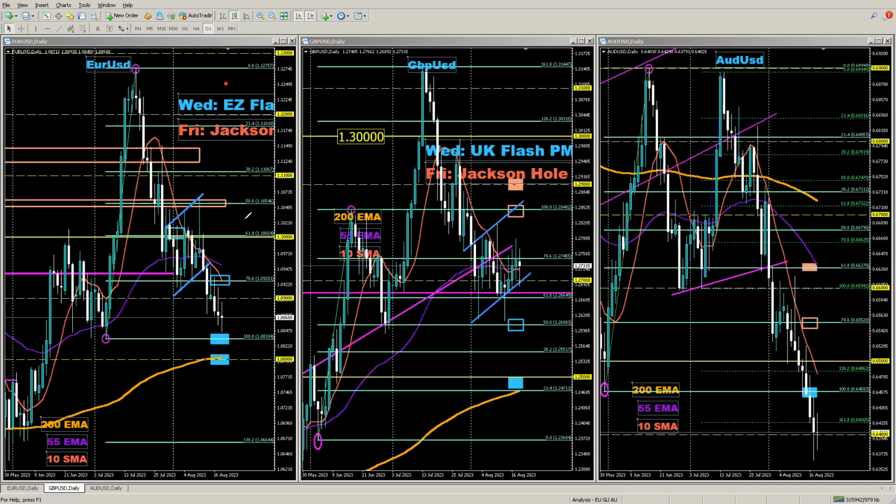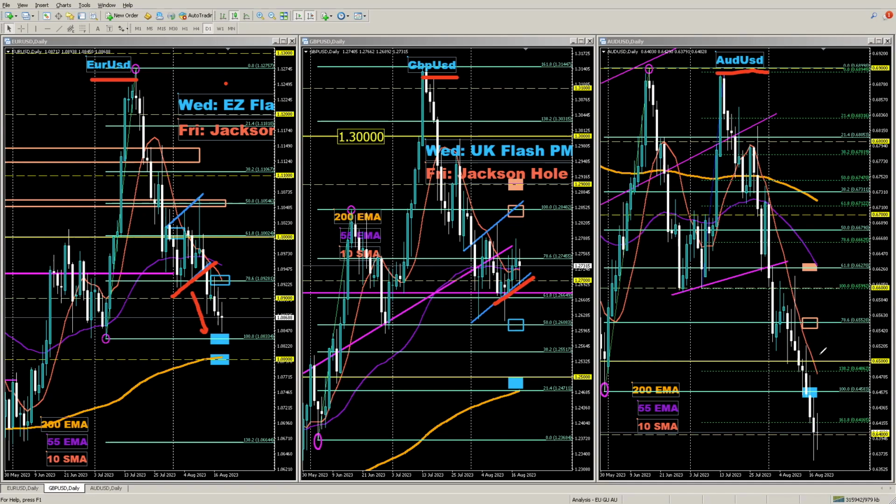And this is the weekly technical analysis for the Euro, the cable, and the Aussie dollar for the fourth week of August. As we look across these three majors, the Euro has broken below the lower trend line of the channel and has started to drift lower, while the cable has managed to recover and is still holding above the lower channel trend line.